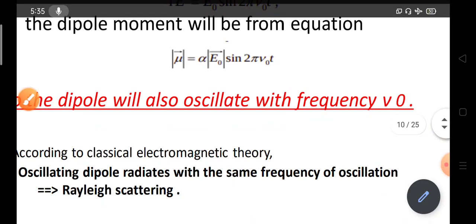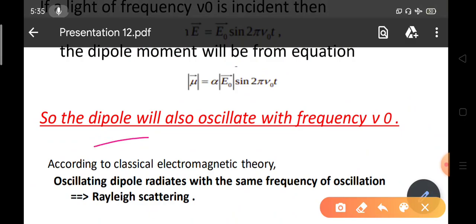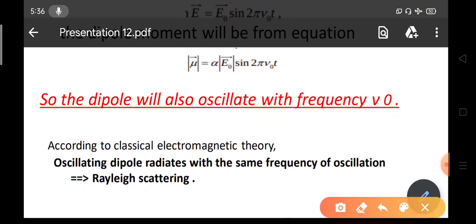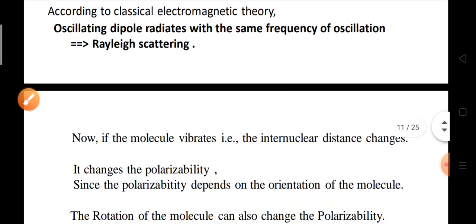Now according to classical EM theory, the dipole will oscillate with the frequency nu naught, and an oscillating dipole can generate electromagnetic radiation with the same frequency as the oscillation. And what is that? This oscillating dipole radiates with the same frequency of oscillation, and this is the Rayleigh scattered light, or this is the Rayleigh scattering phenomenon.